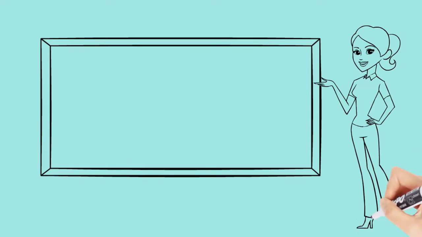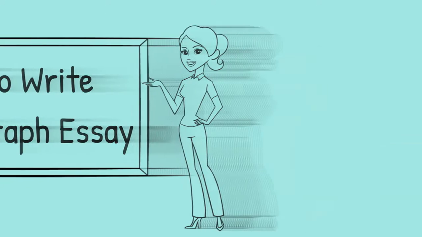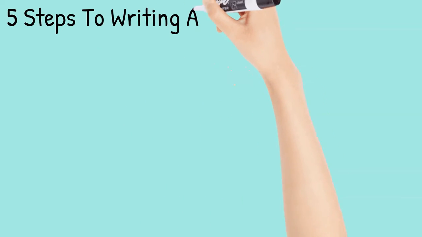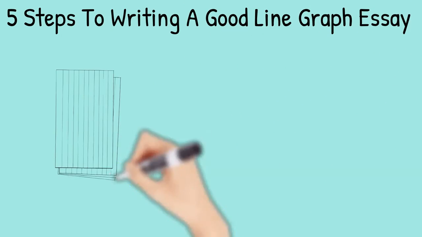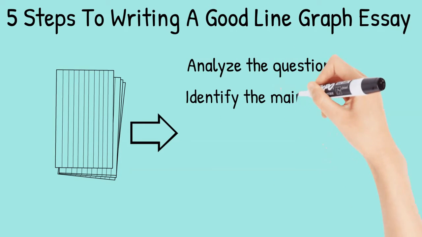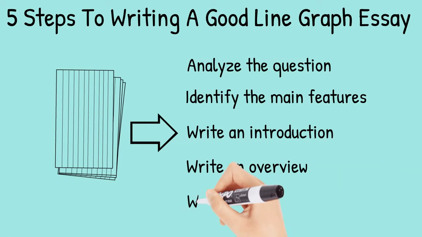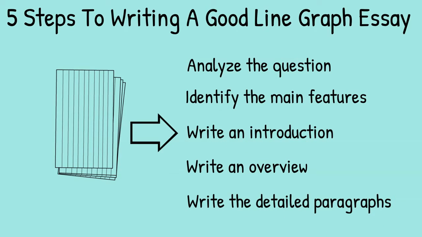In this video, we will cover how to write a line graph essay for IELTS Academic Writing Task 1. Here is the 5 steps process I recommend for planning and writing IELTS line graph essays. Analyze the question, identify the main features, write an introduction, write an overview, and write the detailed paragraphs. I am going to take you through the whole process step by step as we work on a practice question.